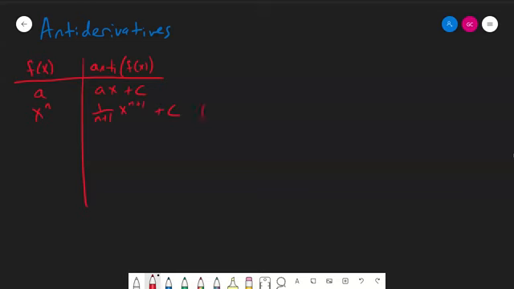There's a restriction here, though. This only works for n values other than -1. Because if I had n equals -1, well, this would tell me I'd get 1 over 0 times x to the 0. Clearly, that's ridiculous.